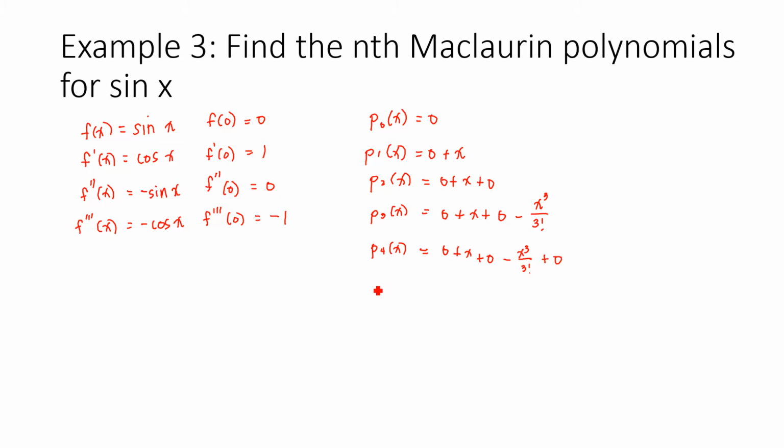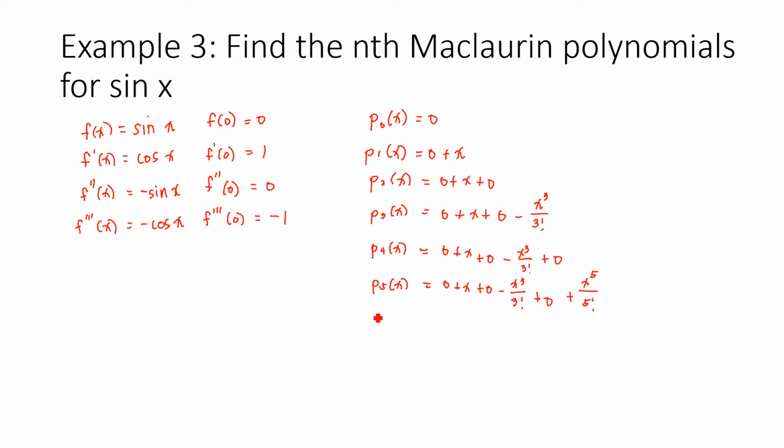Then our p sub 5 of x is equal to 0 plus x plus 0 minus x cubed over 3 factorial plus 0 plus x to the fifth over 5 factorial.